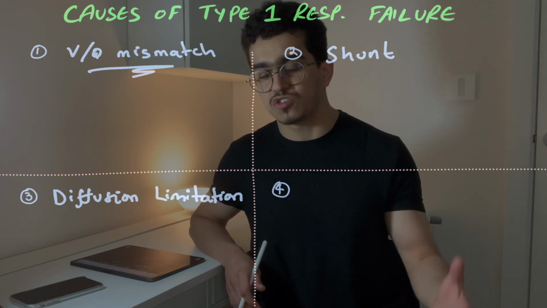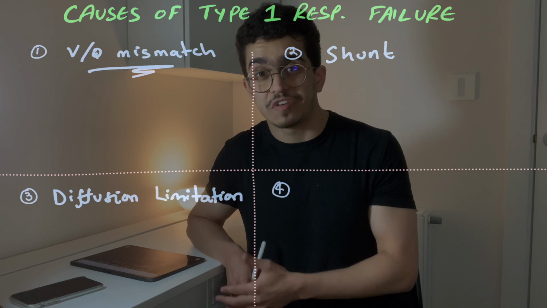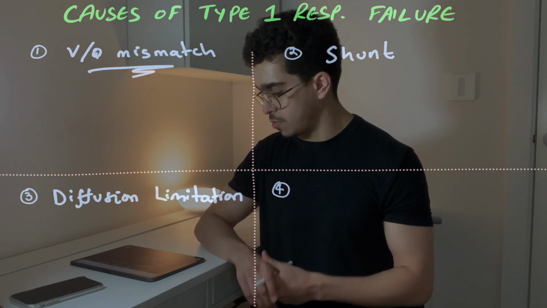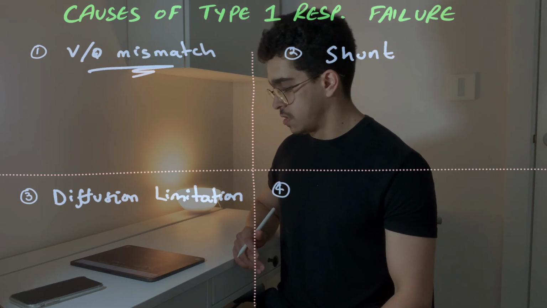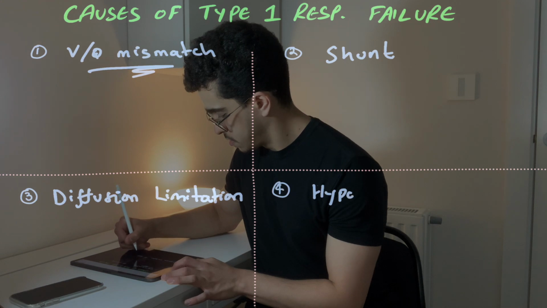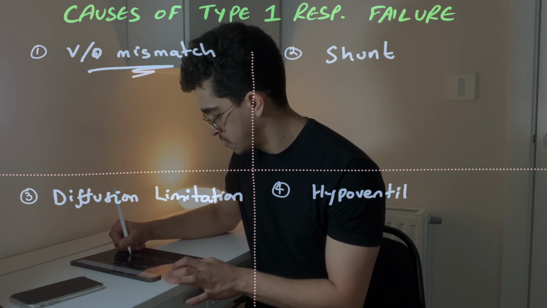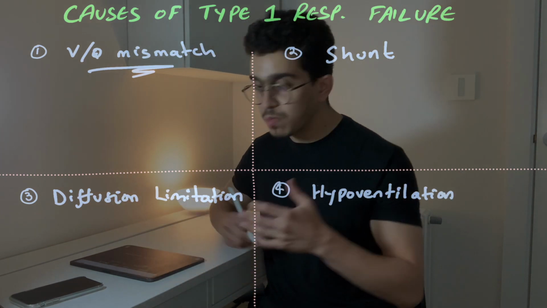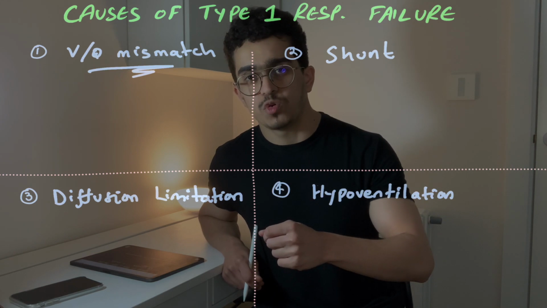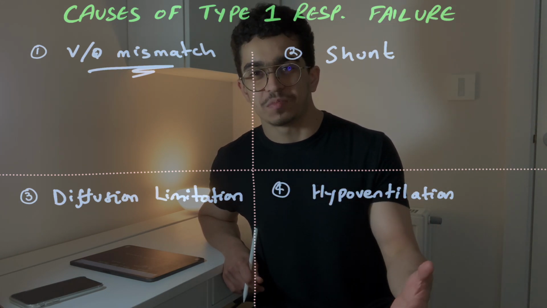So less oxygen is going to be able to diffuse from the alveoli into the pulmonary vessels, ending up with hypoxia. Okay, what else can happen? Hypoventilation. Hypoventilation can result in hypoxia. Hypoventilation is when there's less air from the atmosphere reaching the alveoli, and as a result, there's going to be less gas exchange taking place.